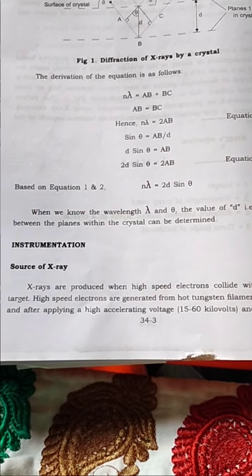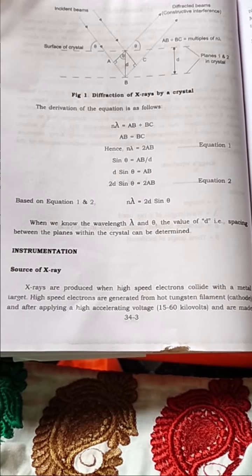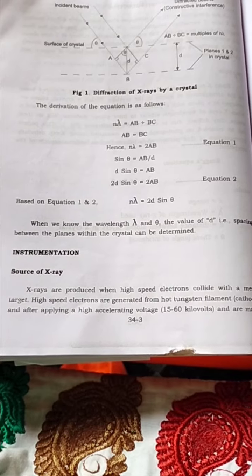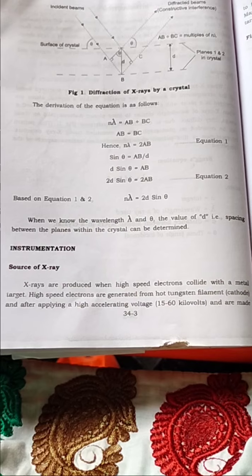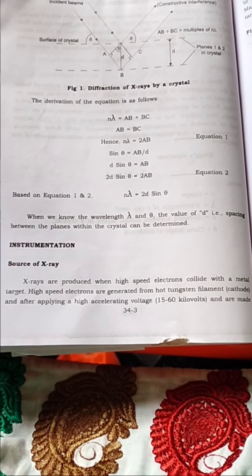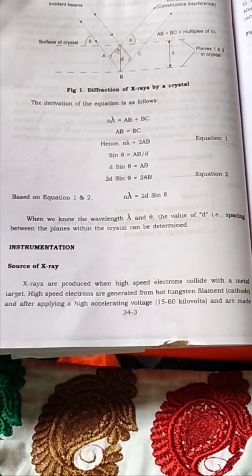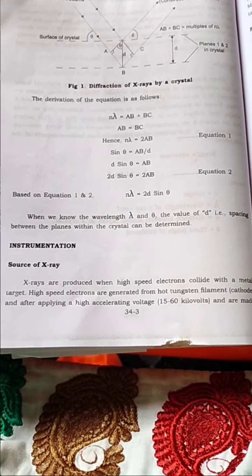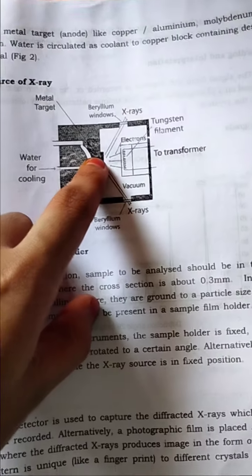Instrumentation. Here comes the instrumentation. X-rays are produced when high speed electrons collide with a metal target. The high speed electrons are generated by a hot tungsten filament, which is also called the cathode, after applying a high accelerating voltage. Here the metal target is placed.